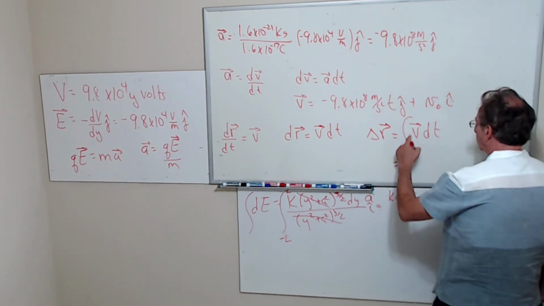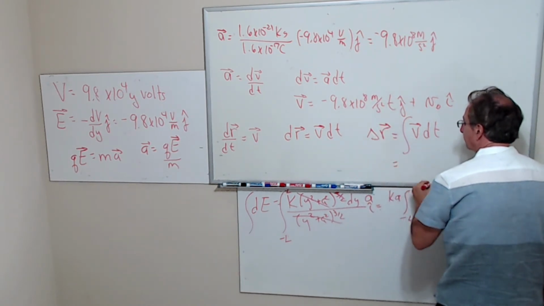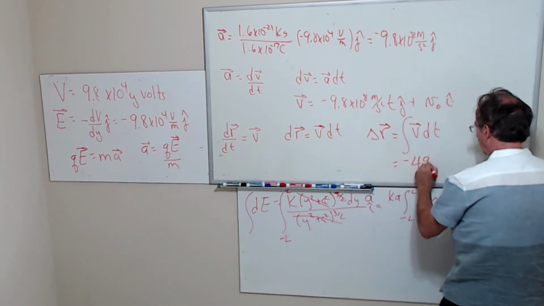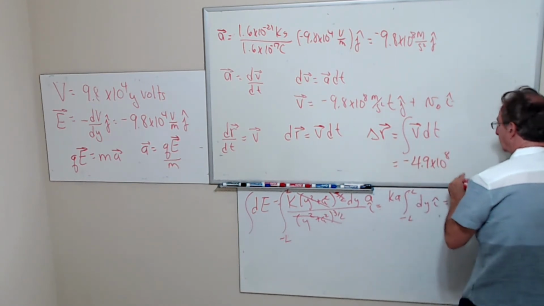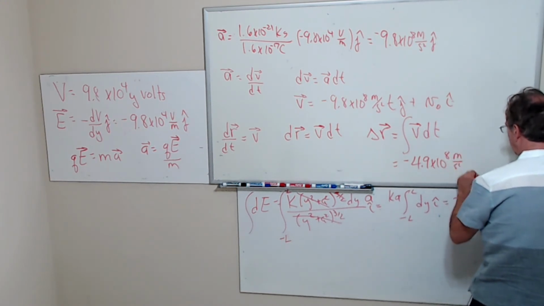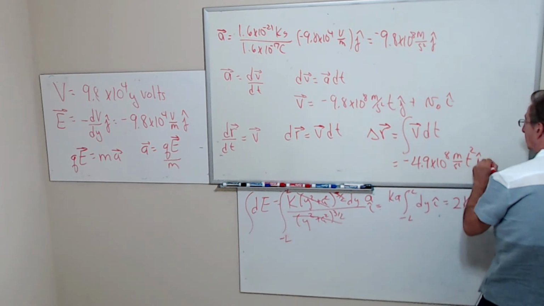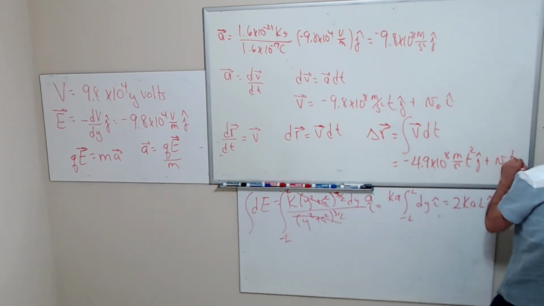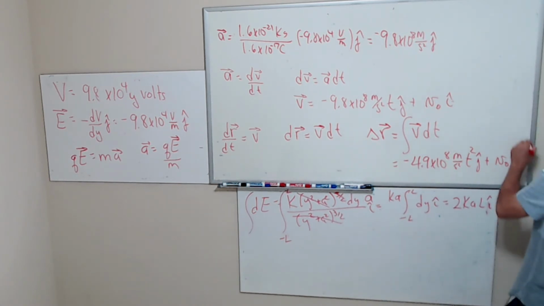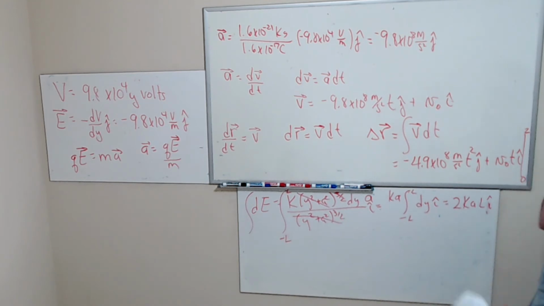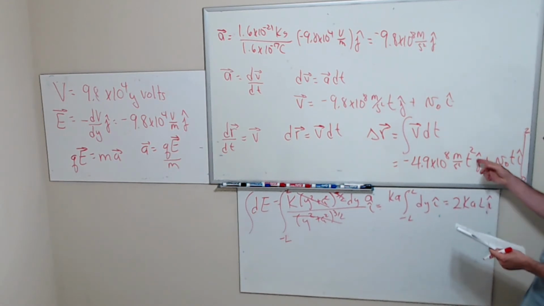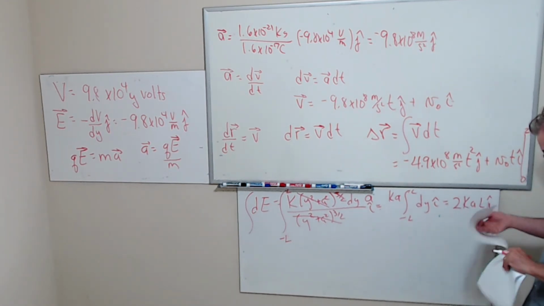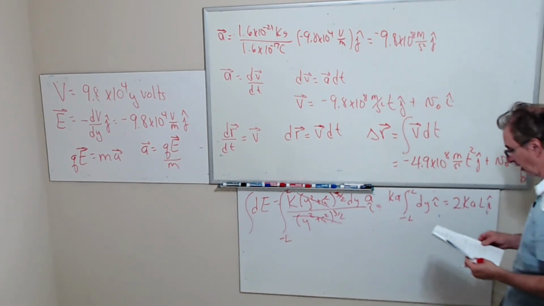And so this is going to be basically I just have to integrate this, and I'm going to get minus 4.9 times 10 to the 8th meters per second squared times t squared j hat plus v naught t i hat. And I evaluate it from 0 to 2. And that's it for that one. If you actually plug in the time, you get a nonsense answer. So that was my bad. I wasn't careful with the numbers.